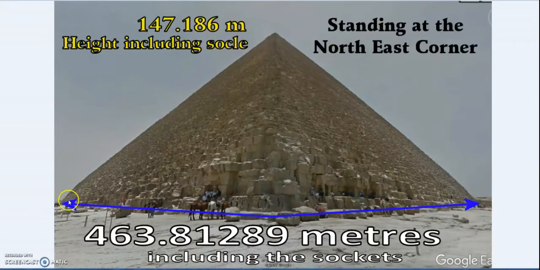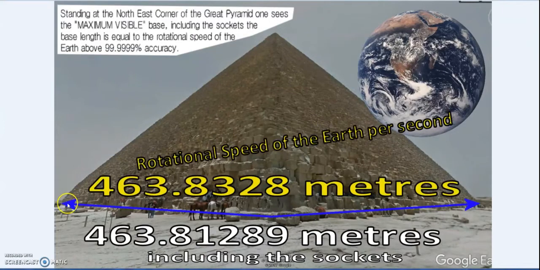And so we have a pyramid, not a triangle and a square, and so standing at the corner, the most you'll ever see of the pyramid is 2 sides, and we'll see the height. And including the sockets, the maximum visible base of the pyramid is the rotational speed of the Earth per second.